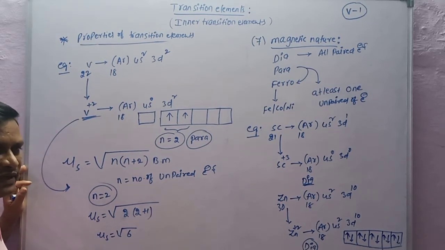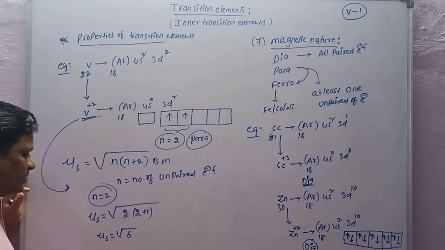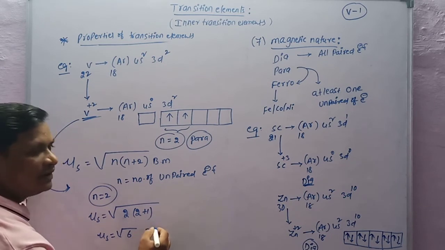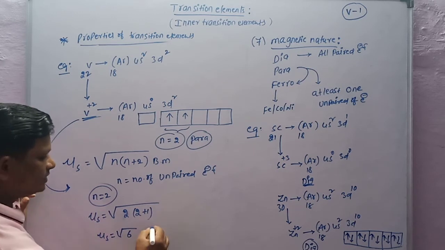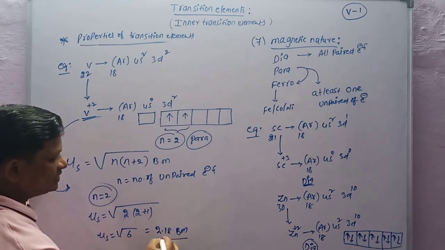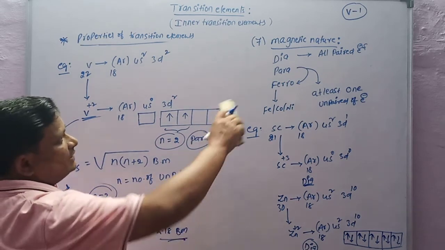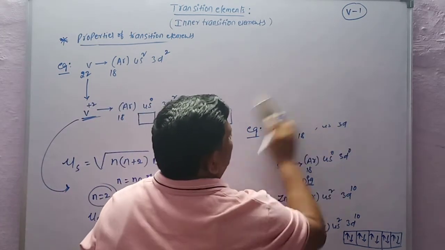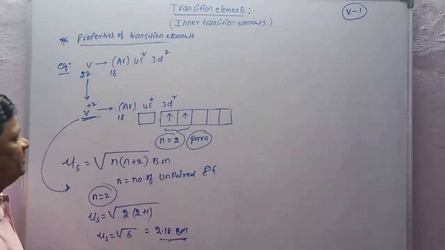What is root 6? Root 9 is 3 and root 4 is 2, but here it is root 6, so it is nearly 2.4. BM means Bohr magneton units. So that covers the magnetic property and the variable oxidation numbers of transition elements.